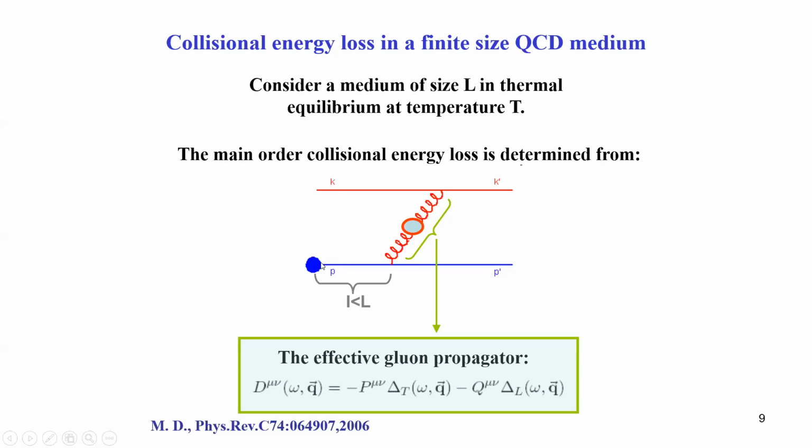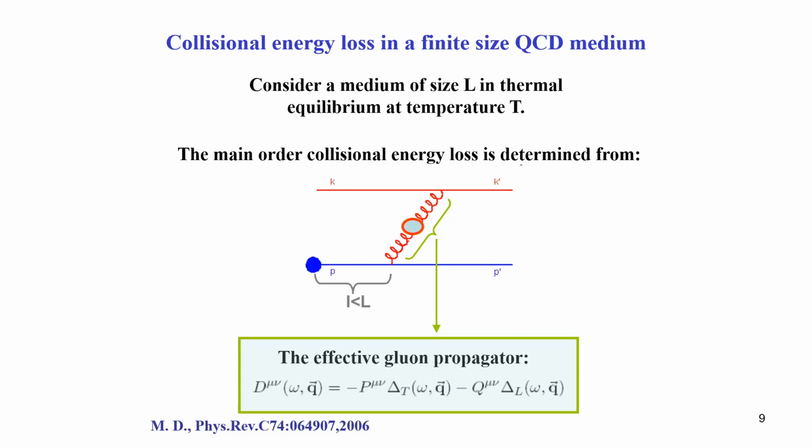It shows a particle which is produced inside the medium, which travels, for example, to the right. And then at some distance, which is smaller than the size of the medium, it interacts with one parton in the medium and exchanges one gluon. This gluon is exchanged in the medium, so it has to be described by the effective medium-modified gluon propagator, shown here, because the medium has finite temperature.